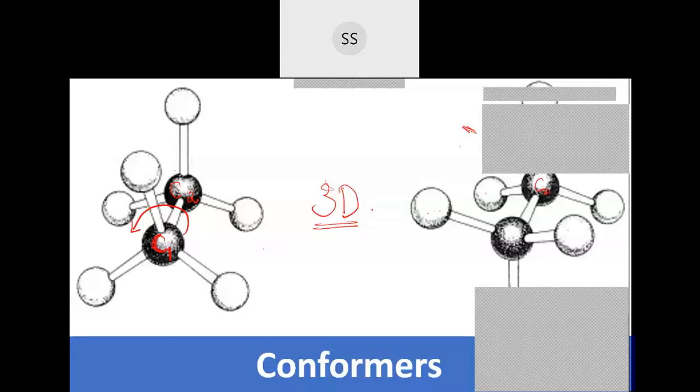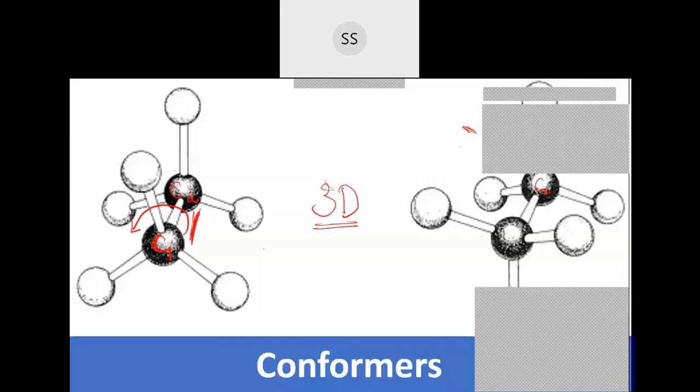So it's the spatial arrangement of atoms which can be converted. How do we convert them? Just by rotating around the carbon carbon single bond. When you convert them by rotating around the carbon carbon single bond and get different arrangements, that process is called conformation, and these two molecules with respect to each other are called conformers. I hope it's clear to everybody.